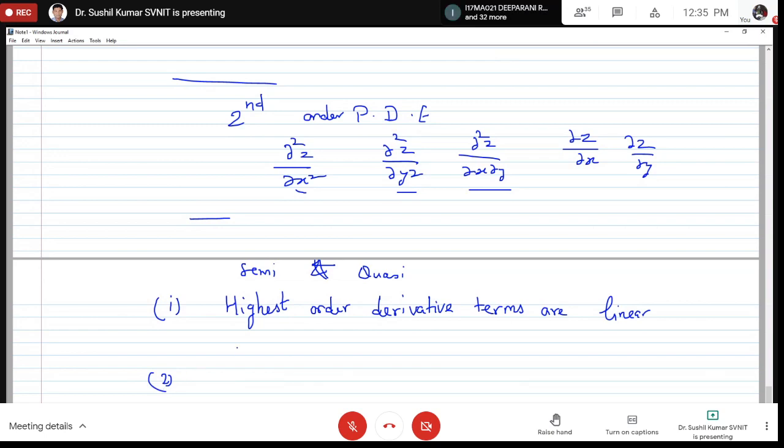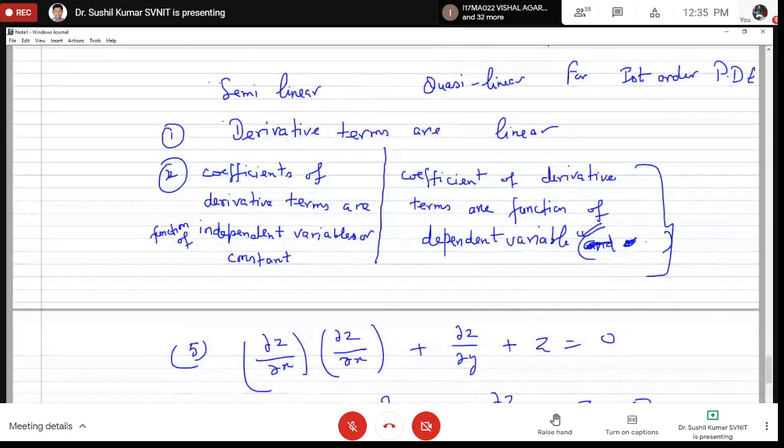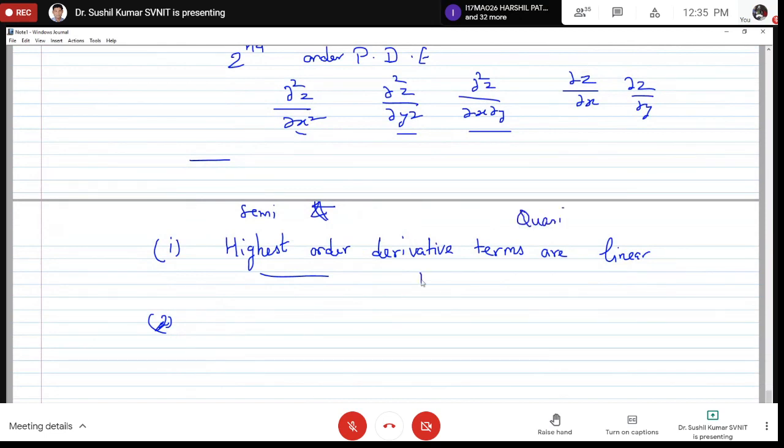See, for semi and Cauchy, in case of highest order PD, we'll use these 2 points for highest order derivative terms only. Not only the first point, for the second point also. Okay. So the second point will be: coefficients of highest order derivative terms are functions of independent variables or constant. Is that clear? Let me write Cauchy here. So this first point is common in semi and Cauchy.